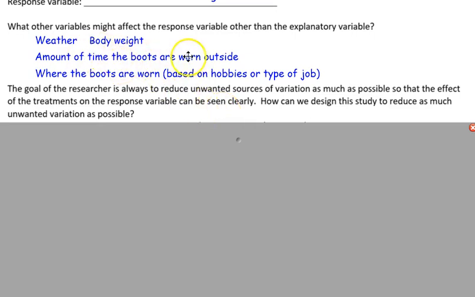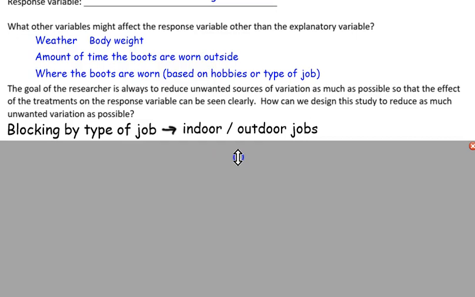So here there's all these kind of variables. One possibility is to block in some way. Perhaps blocking by type of job. People with indoor jobs being in one block, people with outdoor jobs being in another block. And then we would randomly assign subjects within each of those groups, some to use the new method of waterproofing, some to use the old, and then compare only the indoor to the indoor and the outdoor to the outdoor.